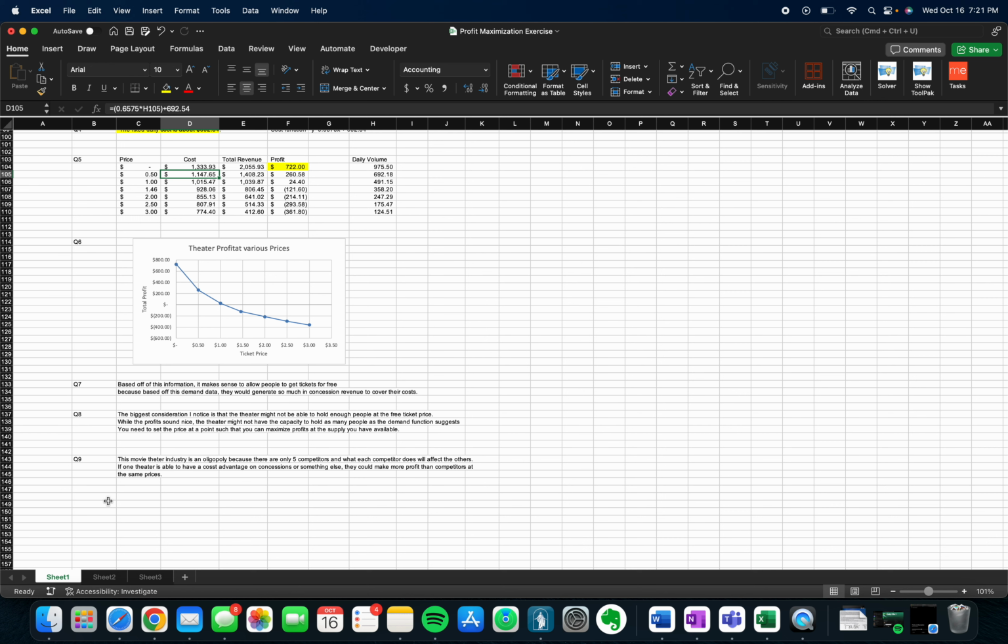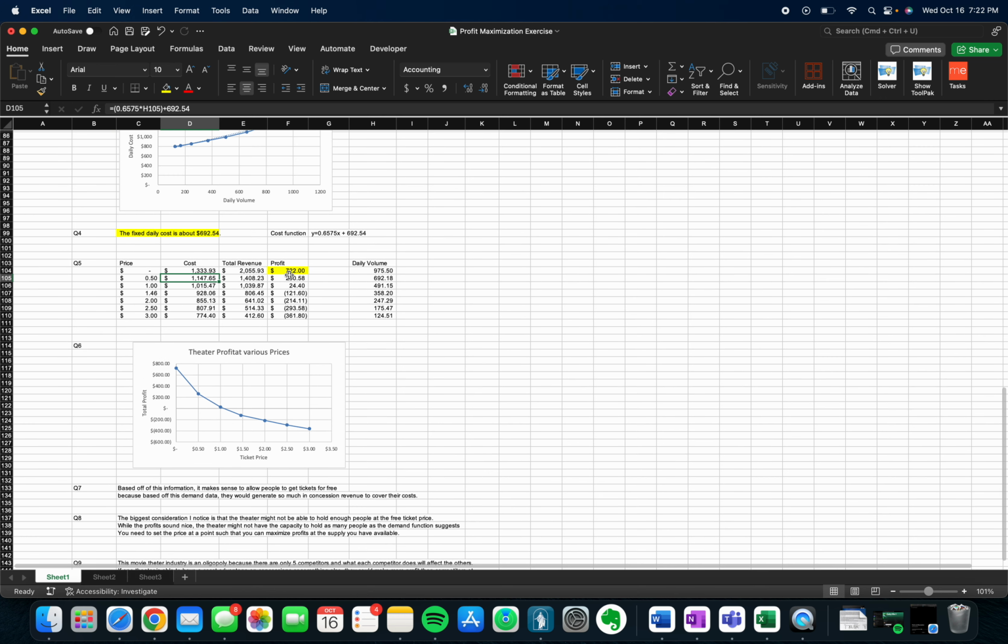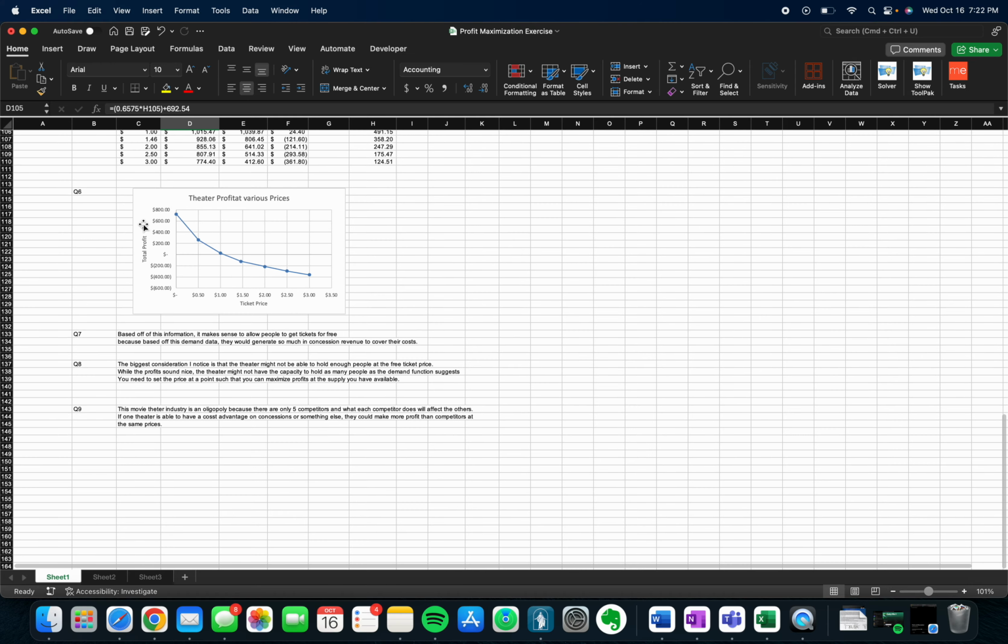So if there's, let's say, daily demand at $0 is 1,000 people, I'm just using hypothetical numbers, but your theater can only fit 500, then you're not going to really be maximizing profit. And so you might as well charge a little something so that you can use one of these numbers instead.